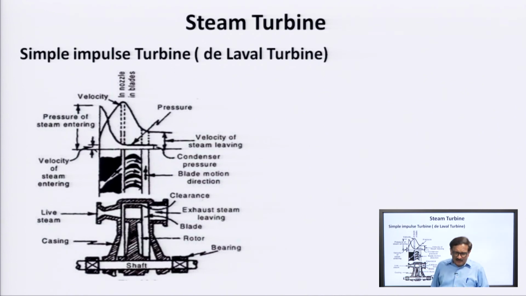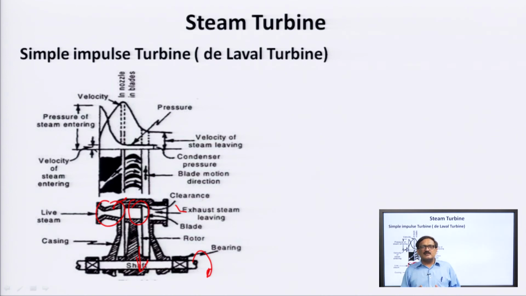Now we come to the working of the simple impulse turbine, its construction and main parts. A simple impulse turbine consists of one set of nozzle and one set of moving blades. This is the cut section: this is the nozzle and this is the moving blade. The moving blade is keyed to the shaft, and the nozzle is keyed to the casing, which is the fixed part, so the nozzle does not move. The blades are attached to the shaft, so as the blade rotates it rotates the shaft, and we get the output power from the shaft.